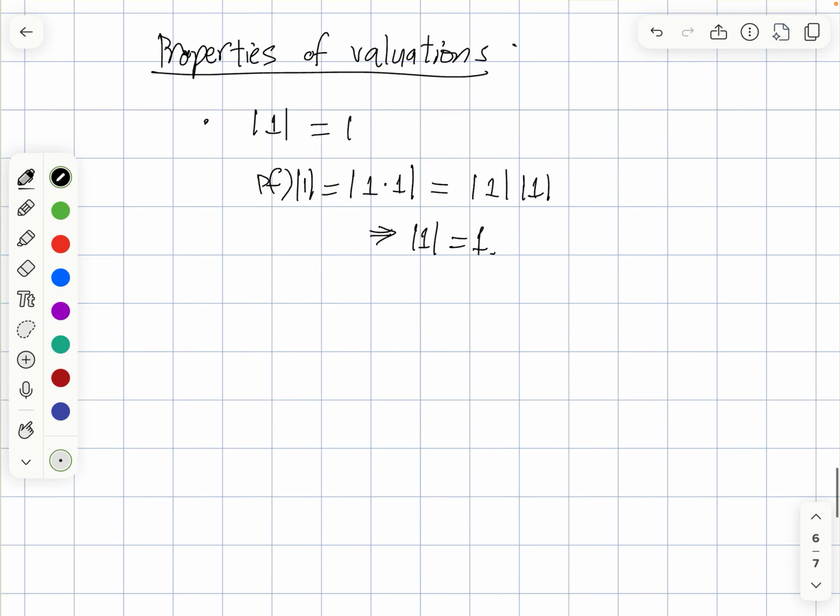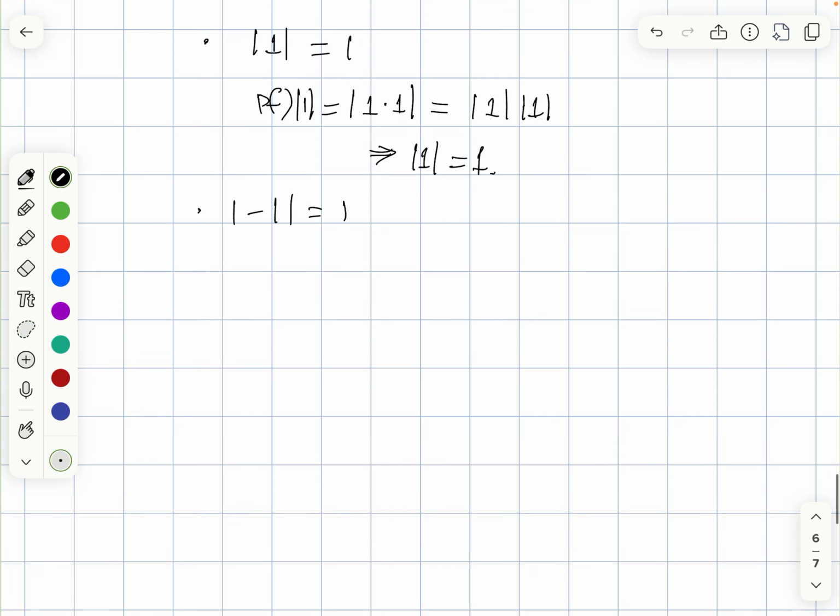Okay, similarly, the valuation of negative 1 is 1. Remember, it's confusing because of the notation, but hopefully we understand that this 1 is just the unity in the field, and negative 1 is the additive inverse of the unity in the field, and then this is actually the number 1 in R. Right?